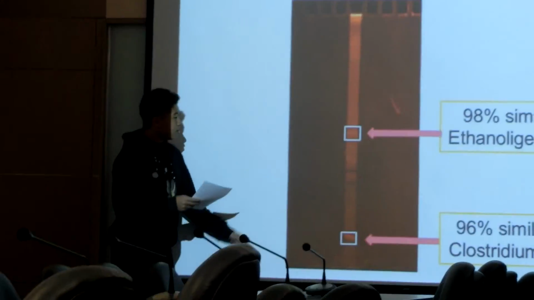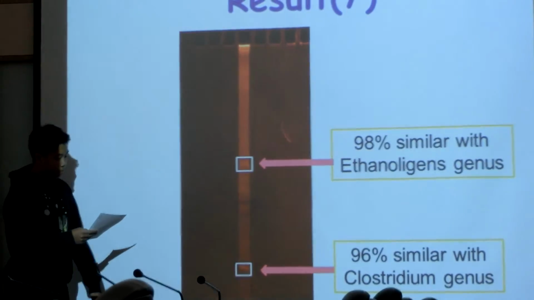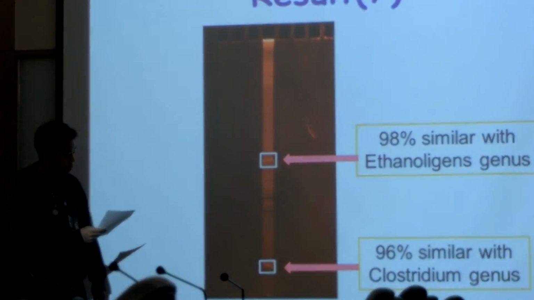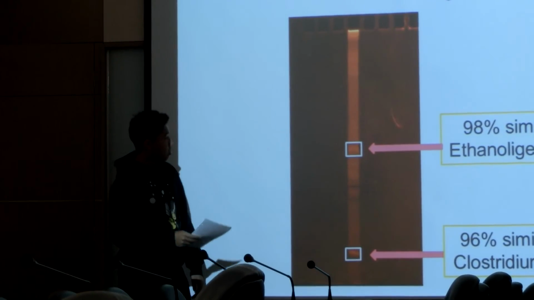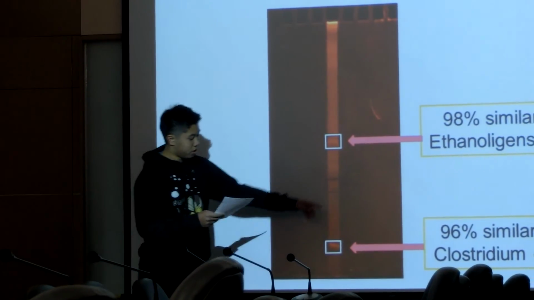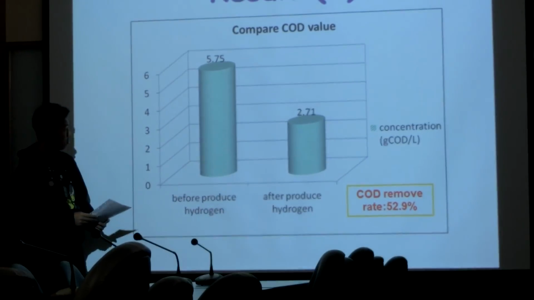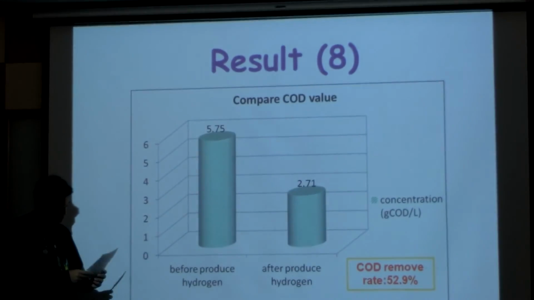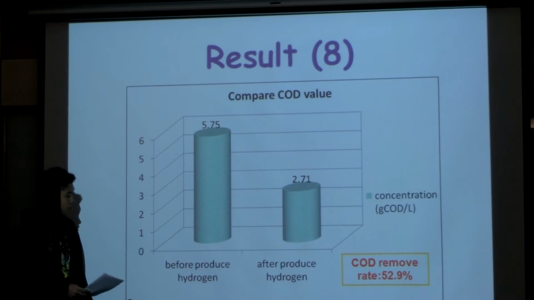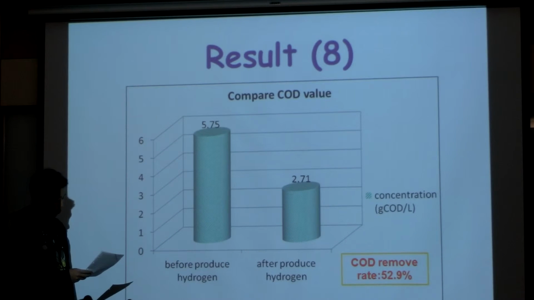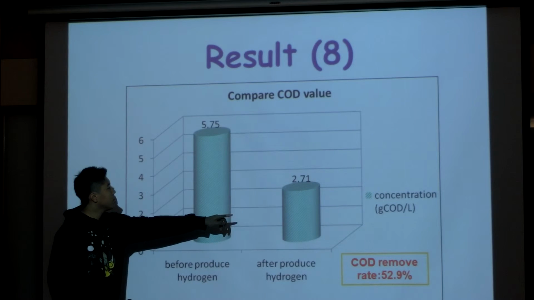In this picture, we can figure out the bacteria in the sludge: Clostridium, Enterobacter genus, and Ethanoligenens genus. The concentration of COD value after producing hydrogen is lower.